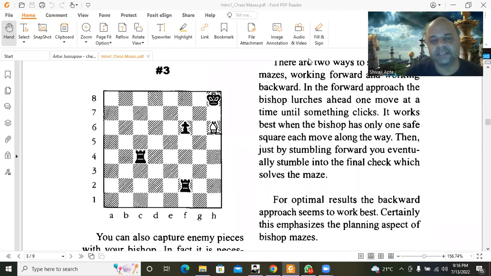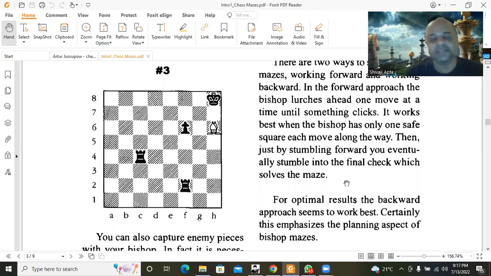Yeah, okay, let us look at it. Bishop e3, bishop takes f2. So far, so good. Then bishop b6. Then bishop to d8. And then bishop takes f6. Yeah, that looks like the right solution.